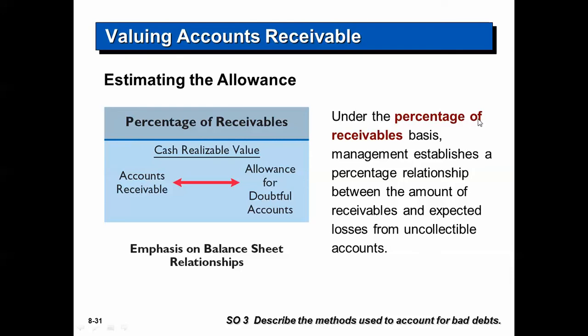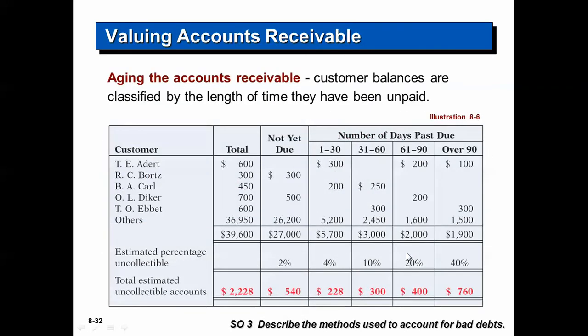We do a percentage of accounts receivable. This is called the aging of accounts receivable. So you see, we take everybody we had in accounts receivable. We take how much they owe us. They all owe us $39,600. Now we look at this guy, Ardat. He owes us $600. Not yet due because we gave him 2/10, net 30. He's past the 30 days, okay?